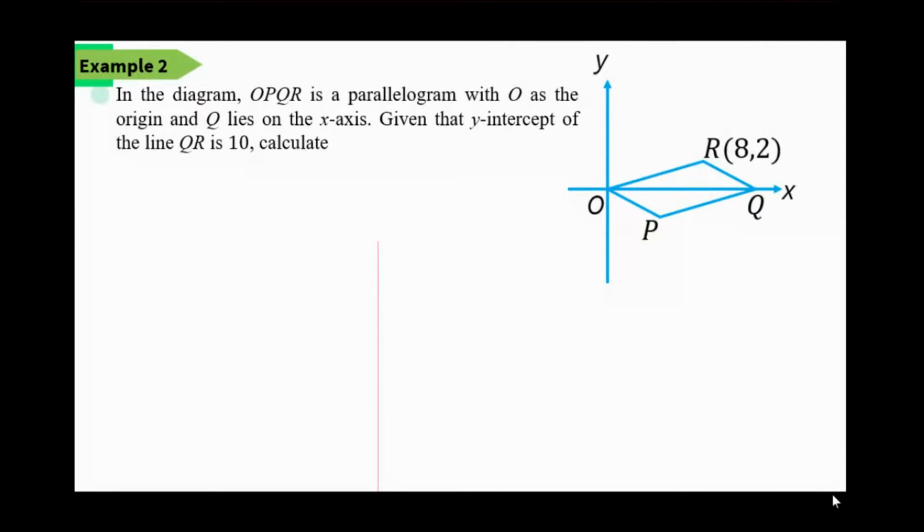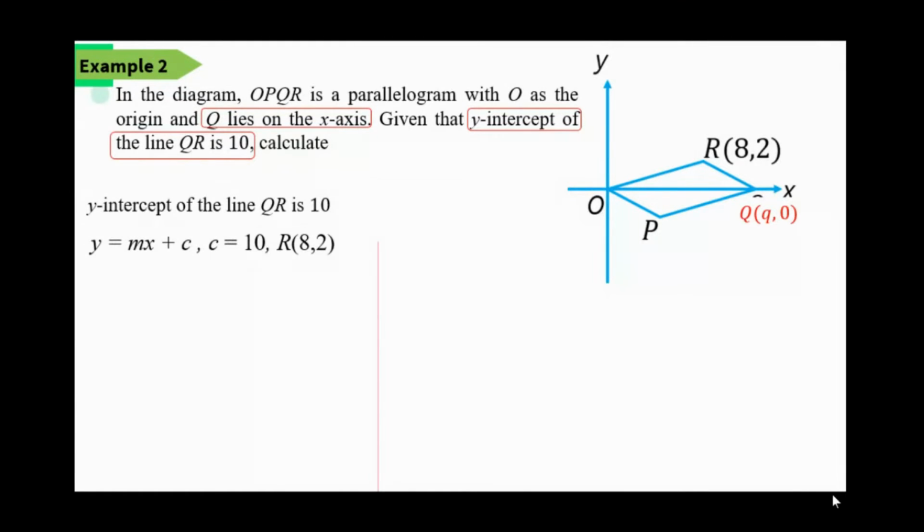Okay, before we go to the questions, we try to manipulate the information given. From the question, we can get Q lies on the x-axis. In other words, the y-coordinate is 0. Then we get the y-intercept of the line QR is 10. This y-intercept is the variable c in y equal mx plus c.